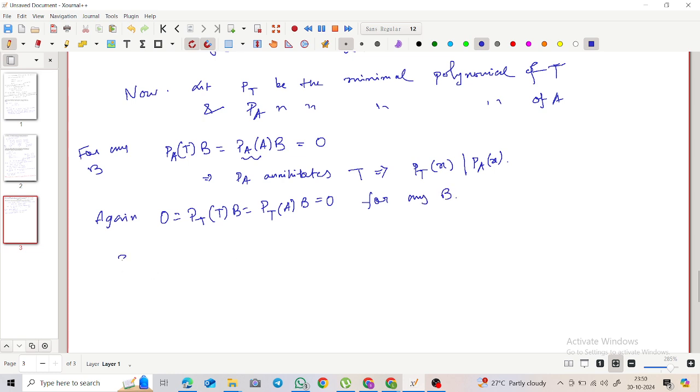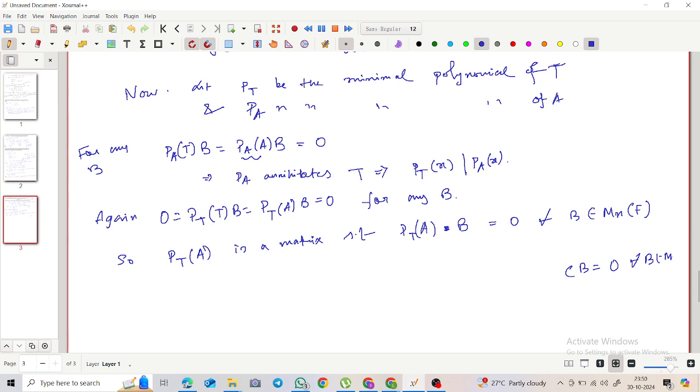So p_T(A) is a matrix such that p_T(A) into B is 0 for all B belonging to M_n(F). Can you prove that p_T(A) is basically 0? I am trying to prove this: that if CB is 0 for all B belonging to M_n(F), a matrix, then C equals 0. Can you prove it?